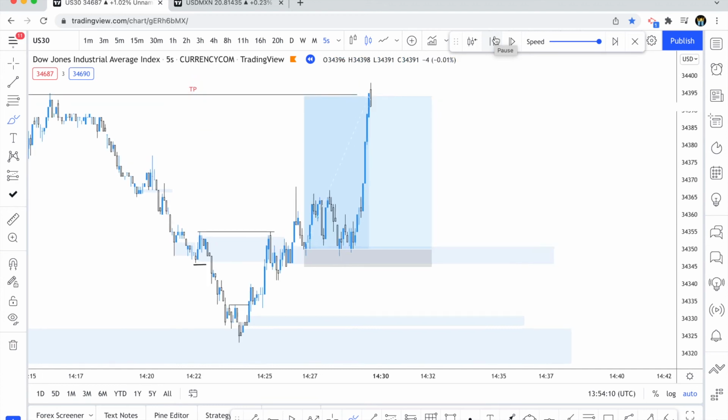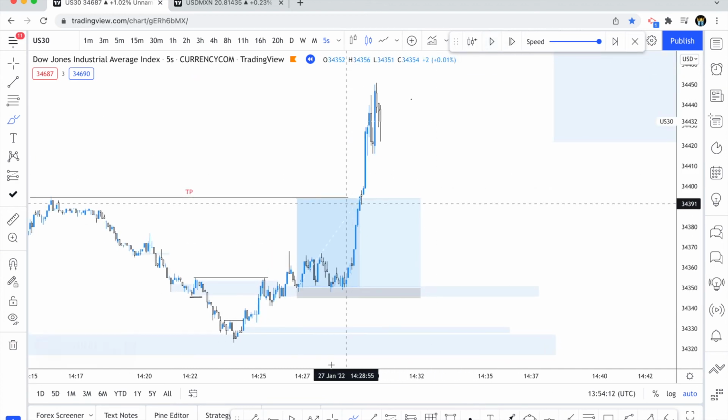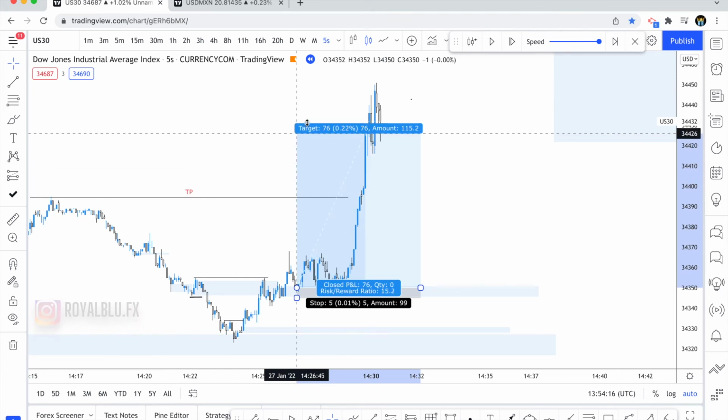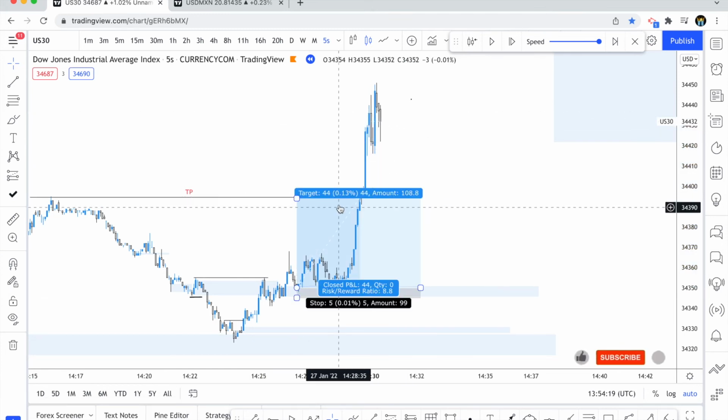And we could have taken more trades. Of course, we didn't take any other trades, but if I stood in even just a little bit more, I would have made a ton more R on that one.